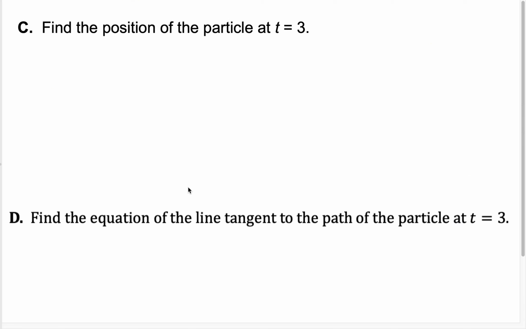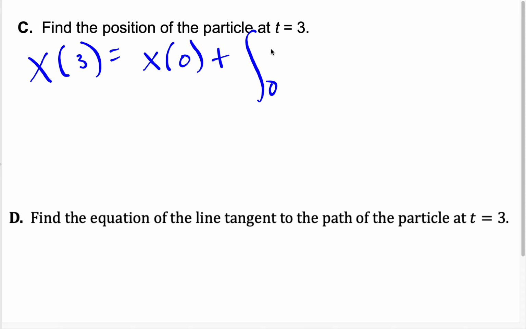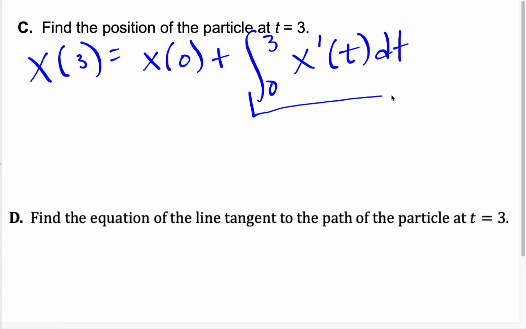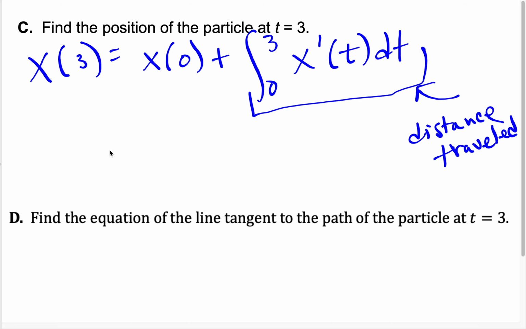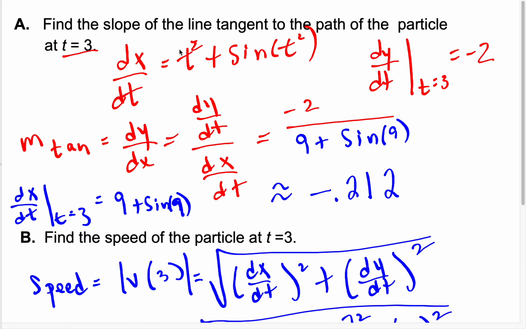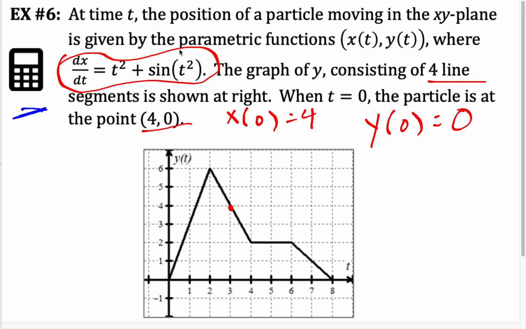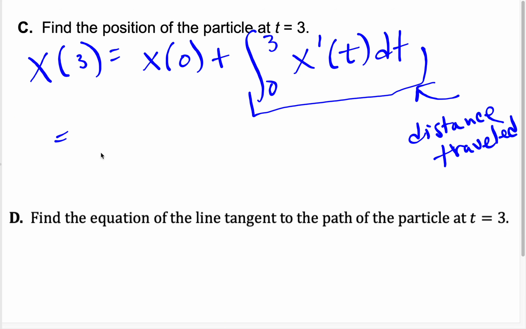Find the position of the particle at t equals 3. Okay, what are we finding? We're finding this, x of 3. So we have to start with our starting position, and then we have to integrate from 0 to 3 to figure out the distance traveled. So what this represents is our distance traveled. So our initial position, if we go all the way back, when t is 0, x is 4. And we're integrating from 0 to 3.